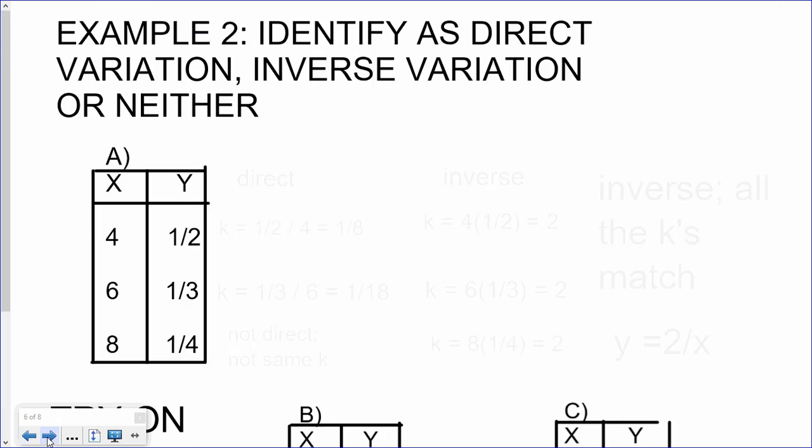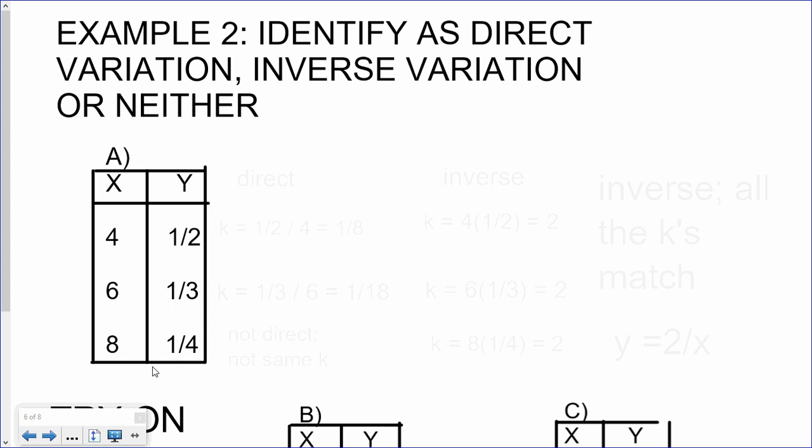Example 2, to tell if it's a direct, inverse, or neither, with a table, you're going to do the same thing. So with direct, we would just find the k value for each one. In order to tell if it's direct or inverse, you need to actually test all of them with direct and see if it's direct first. If it's not direct, then you want to test the inverse. If it's not inverse either, then it would be neither.